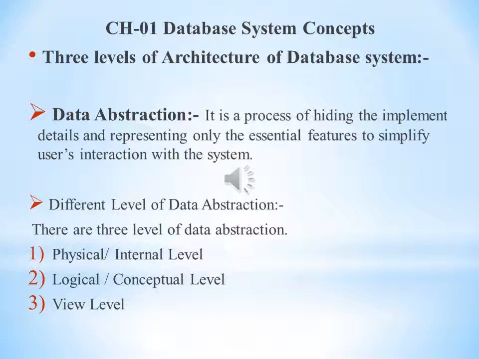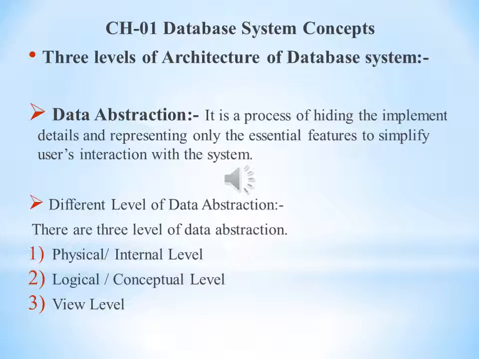In this architecture we have to learn how to abstract the data. So firstly, let's see what is data abstraction. Data abstraction is a process of hiding the implementation details and representing only the essential features to simplify users' interaction with the system. Abstraction means extracting the important data by ignoring the remaining irrelevant details.